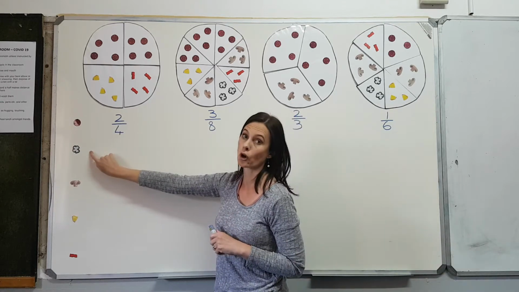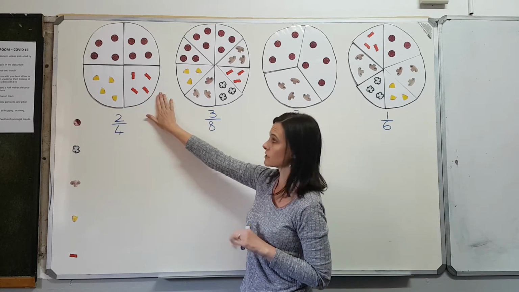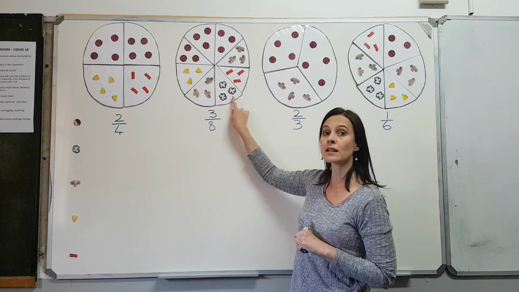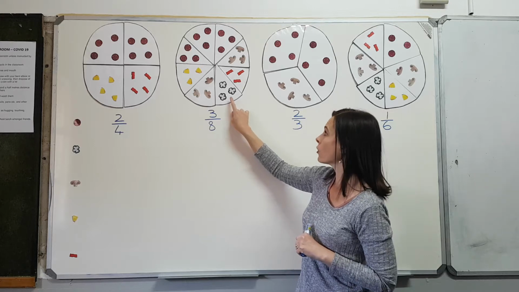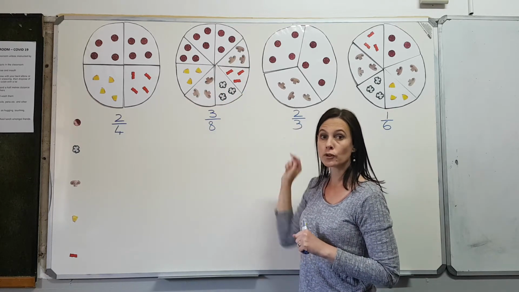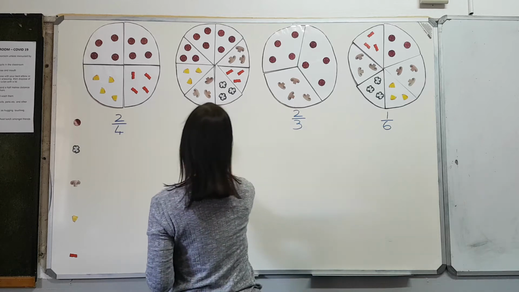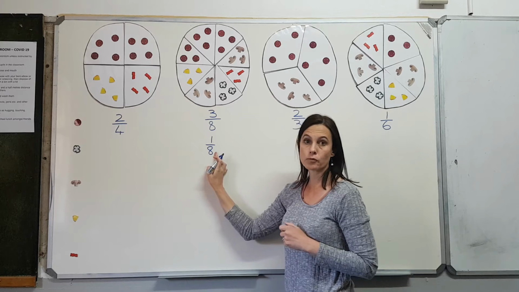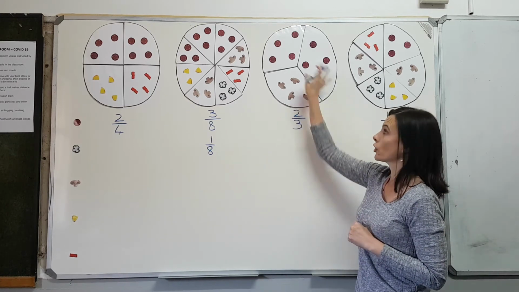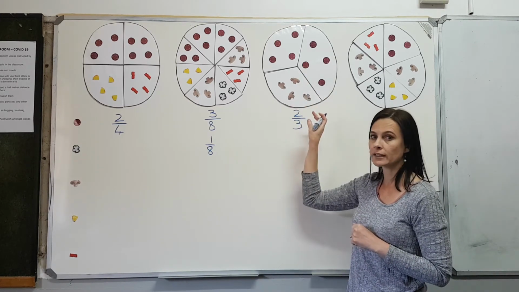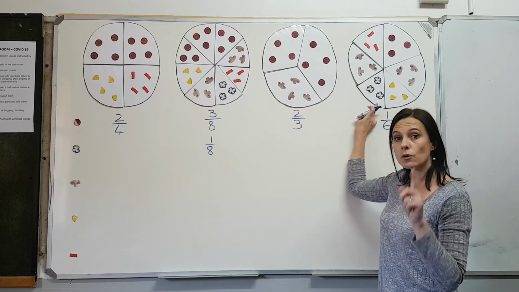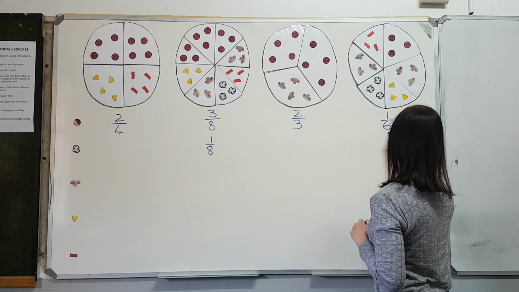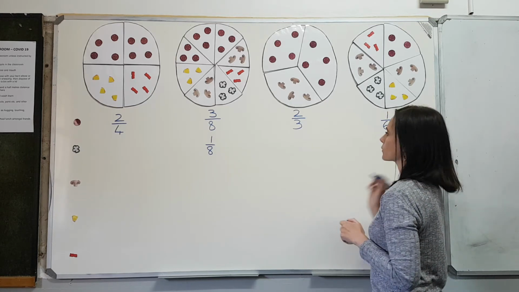Now we're going to look at the broccoli. The first pizza, I can see no broccoli, so I'm not going to write a fraction. The next one, I can see 1 slice with broccoli. 1 of the 8 slices has broccoli. The next pizza, I don't see any broccoli, so I'm not going to write the fraction. The last one, I can see 1 of the 6 slices with broccoli.